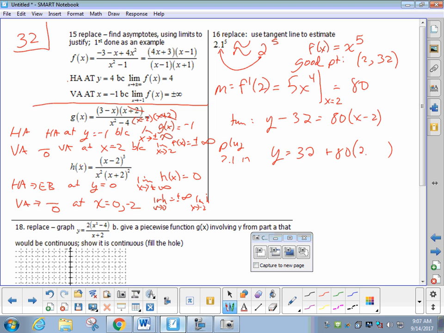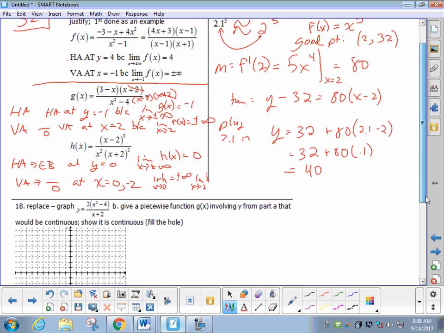I take the rate at which it's changing times the amount of change in x to get an amount of change in y. 32 plus 80 times 0.1 is 40. How'd you do? I'm kind of curious to see how close that is. What's 2.1 to the 5th? Because this is so intensely growing, it's probably going to have some error. No, it's 40.34. It's not bad. Okay. It's going to have some errors sometimes when the function is growing like that.